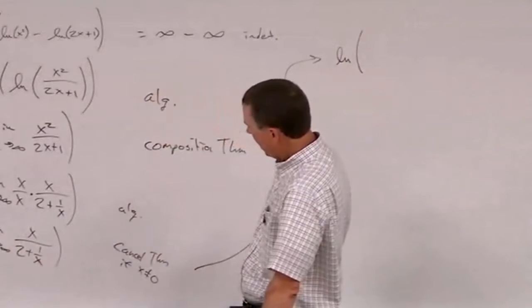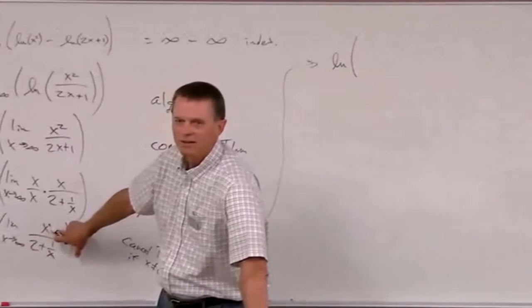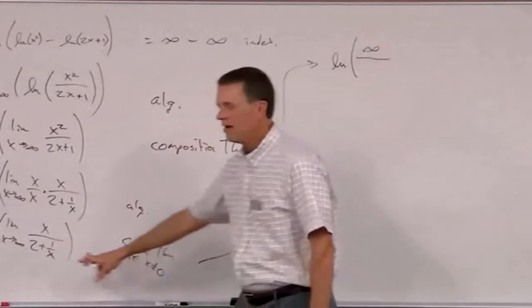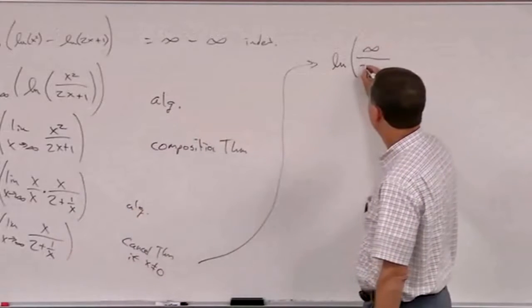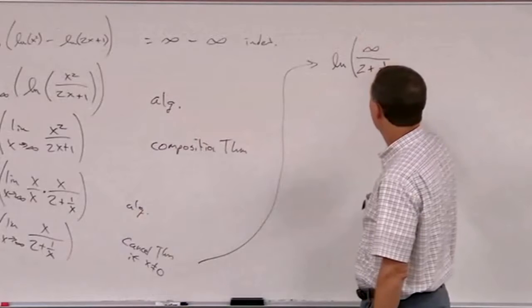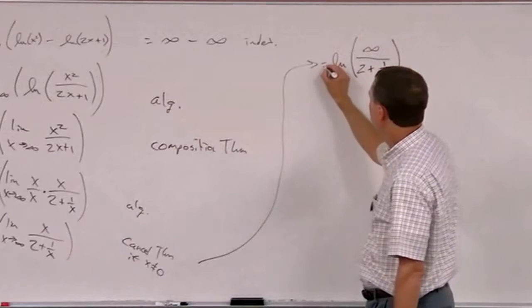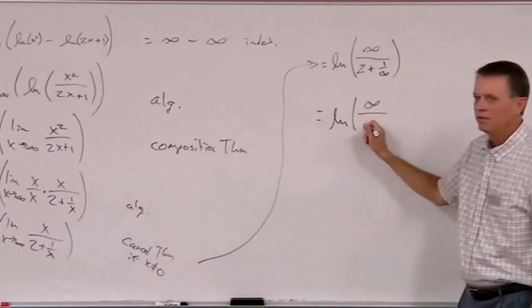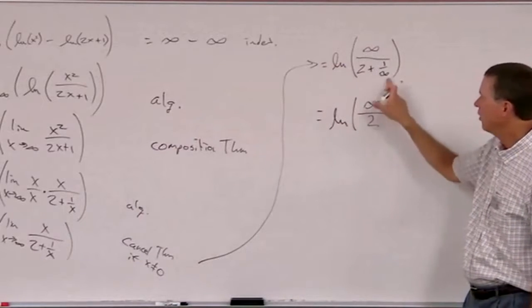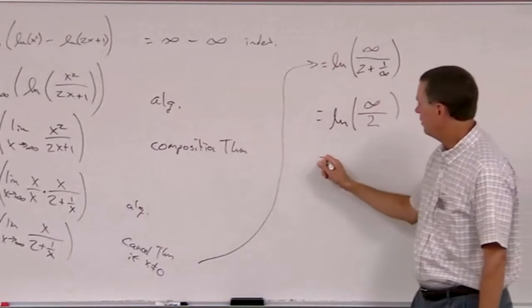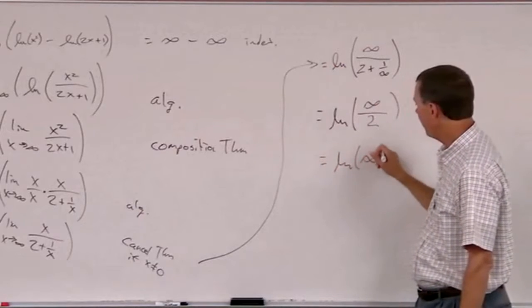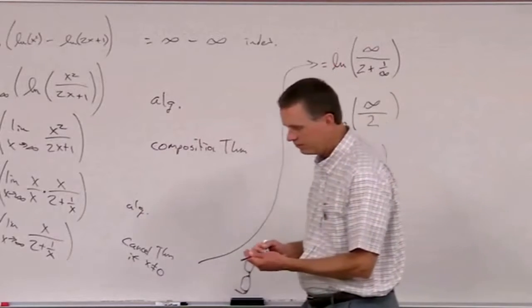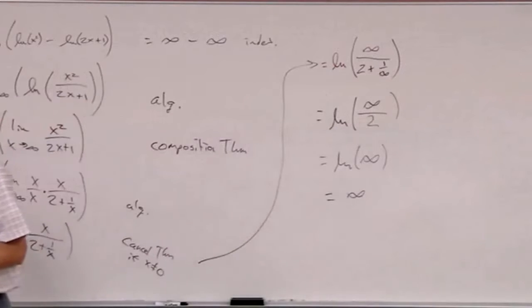If I let x go to infinity, in the numerator I have infinity. In the denominator I have 2 plus 1 over infinity, which is the logarithm of infinity divided by 2. 1 over infinity is 0, so it's still the logarithm of infinity. Half of infinity is still infinity, and that's infinity. Great. Okay.